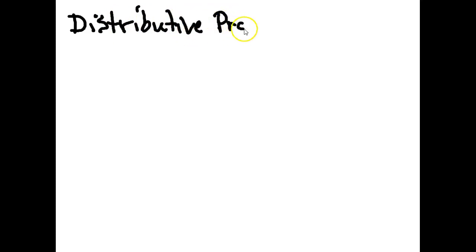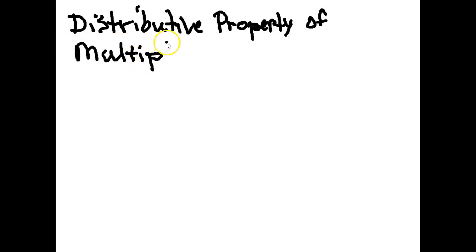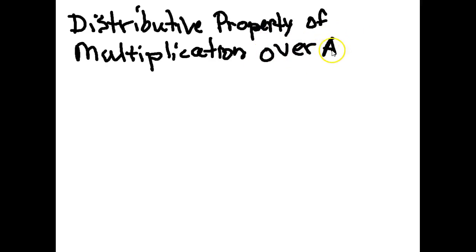It's actually called the distributive property of multiplication over addition. I'm sorry, over addition. Misspoke there.